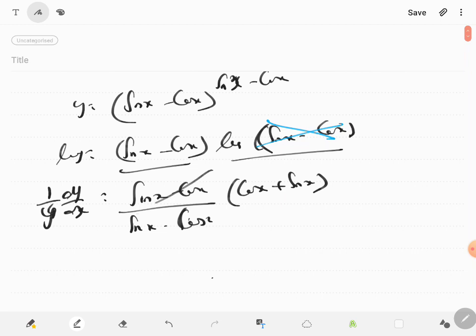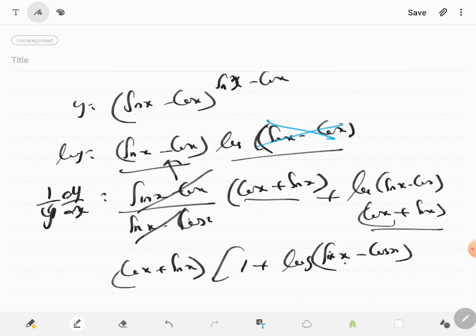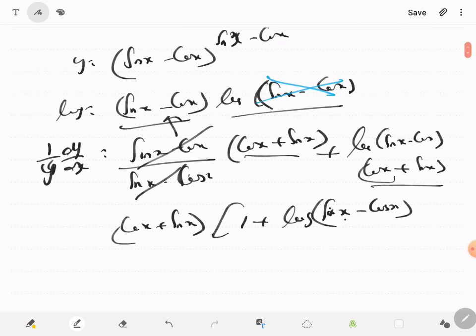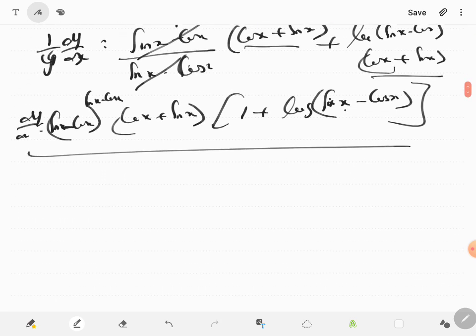On differentiating what is in the blue color, this will get cancelled. Plus log of sin x minus cos x into the differentiation of the first, which is cos x plus sin x. So what is common is cos x plus sin x. So you can take cos x plus sin x totally out. You'll get 1 plus log of sin x minus cos x. So dy by dx is equal to y into what is y? y is the question itself, which is sin x minus cos x the whole to the power sin x minus cos x. And this is the answer. Let's go to the next question.